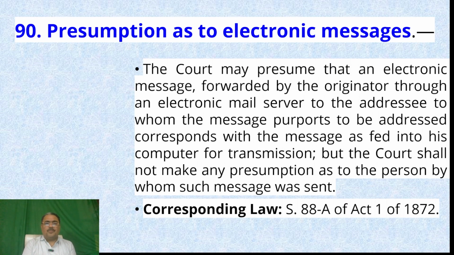Similarly, Section 19 talks about presumption as to electronic messages. For example, one of you has sent an email to your friend. From your email account, the mail has reached your friend. What is the presumption? The presumption is that from this email account, the mail has been sent to the other email account. But here the law makes it very clear. You see the second last part: the court shall not make any presumption as to the person by whom such message was sent. So, suppose from your email account a message has been sent to your friend. The presumption is only that from this account the email was sent to the other account. But whether you sent it or someone else sent it, there is no direct presumption here.